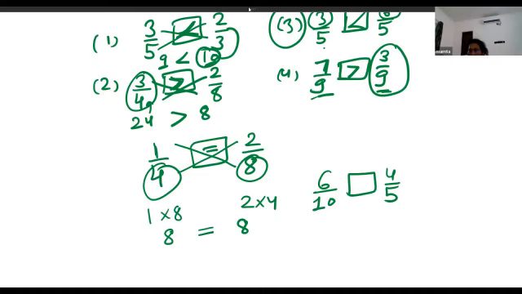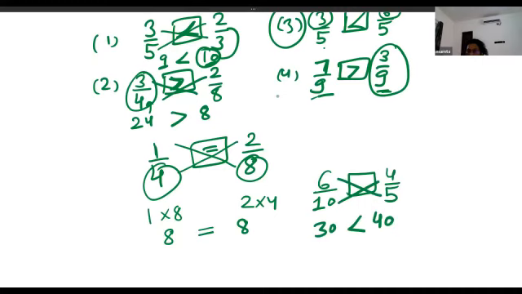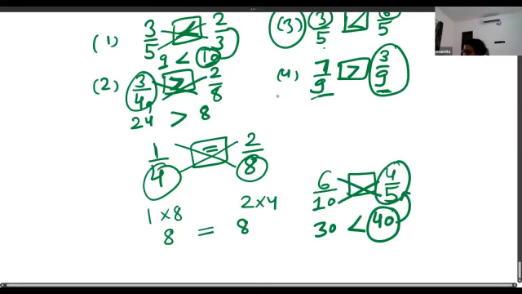See, 6 into 5 is 30. 10 into 4 is 40. So 40 is greater, na? What is the reason? Because 30 is 10 lower than 40. So corresponding to 40, the fraction is 4 by 5. So 4 by 5 is greater than 6 by 10. Understood?